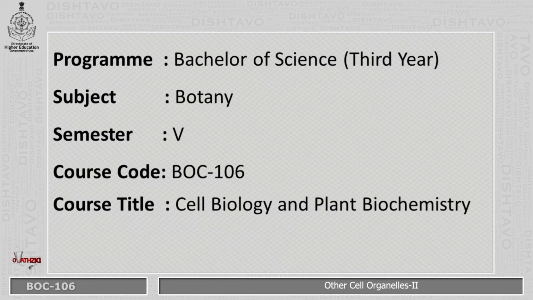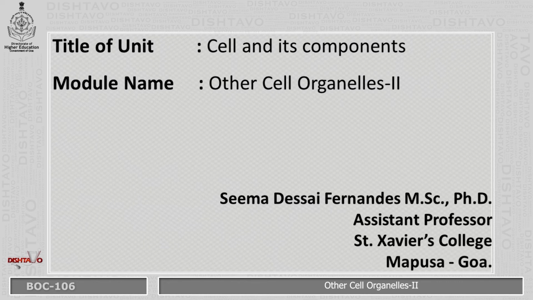I would like to take the course code that is BOC 106. Our course title is Cell Biology and Plant Biochemistry. Title of unit is Cell and its Components. Module name is Other Cell Organelles 2.